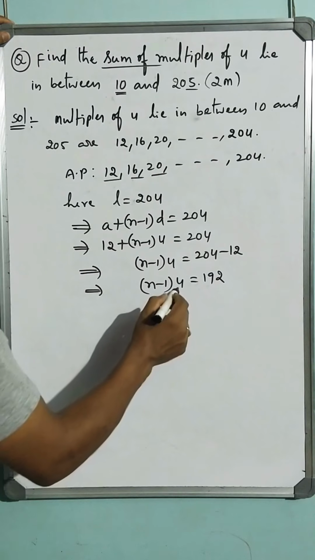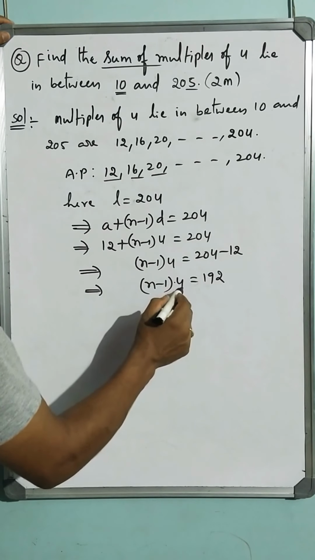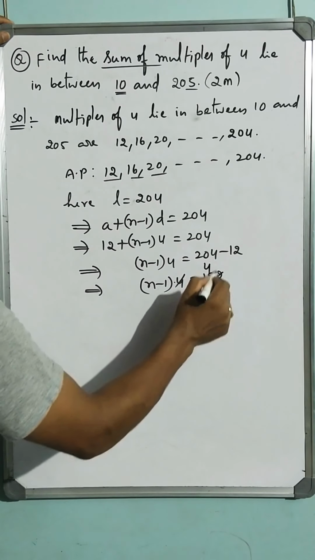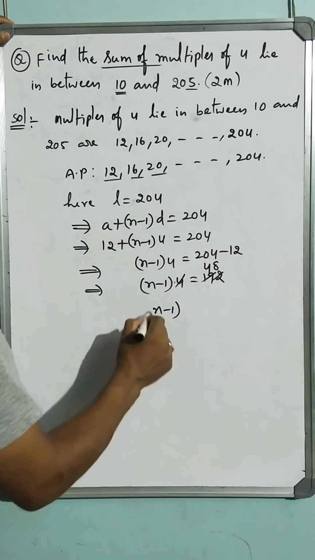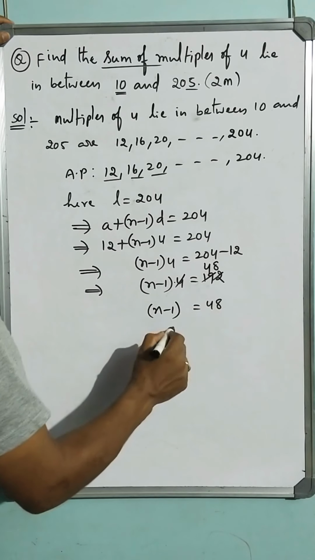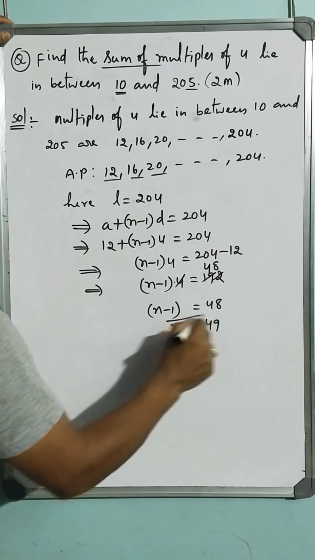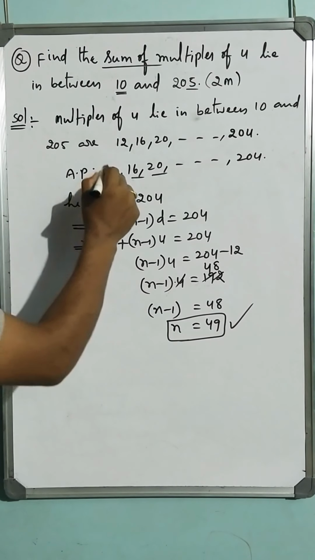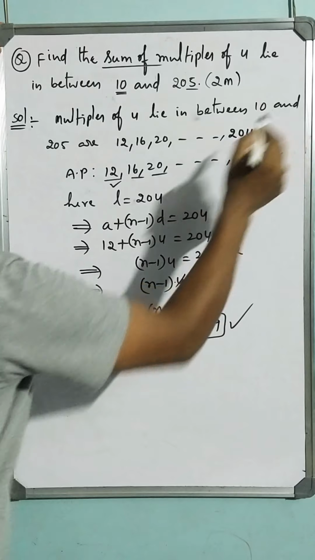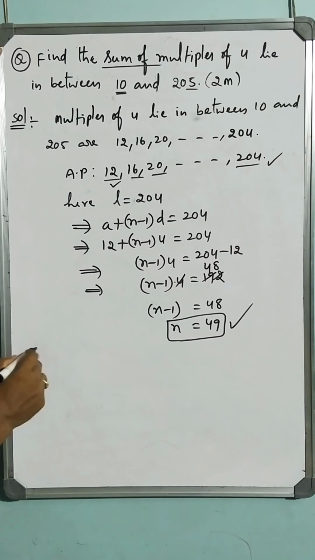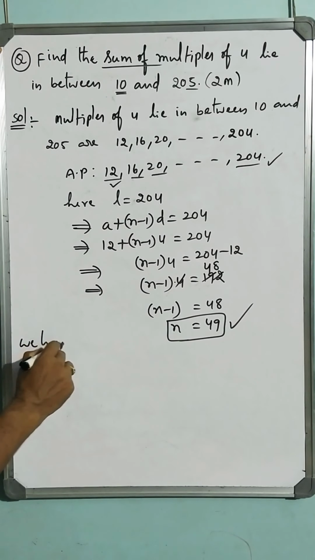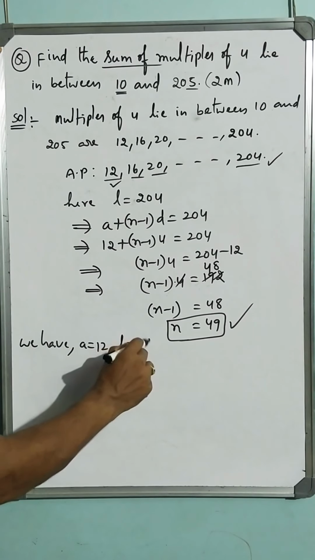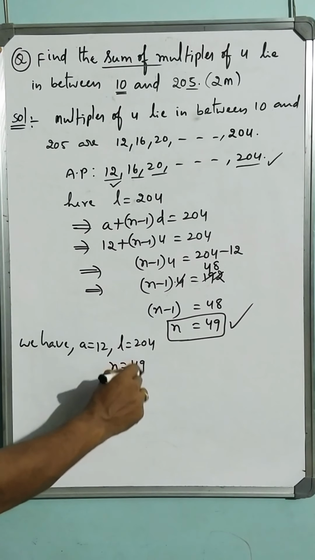that is, n minus 1 times 4 is equal to 192. 4 is multiplying, it divides when it transfers to the RHS. Let us divide. 4 4s are 16, 4 8s are 32. n minus 1 is equal to 48, which means n is equal to 49. Now, you know the number of terms in the series, you know the first term, you know the last term. Then we have a is equal to 12, l is equal to 204 and n is equal to 49.